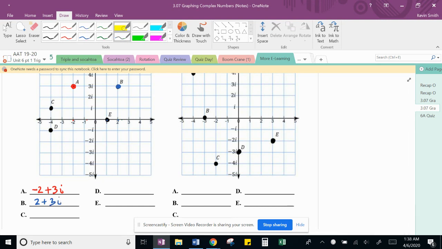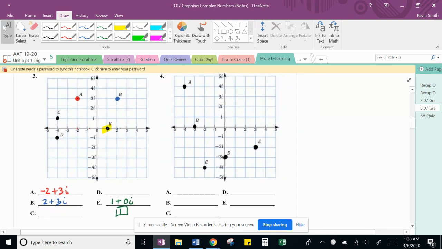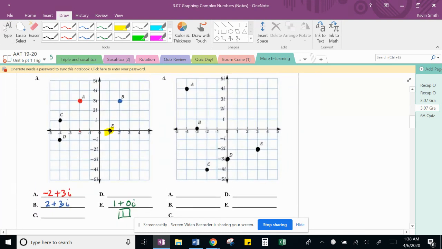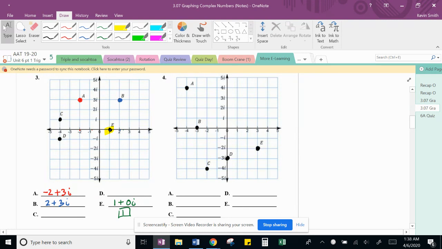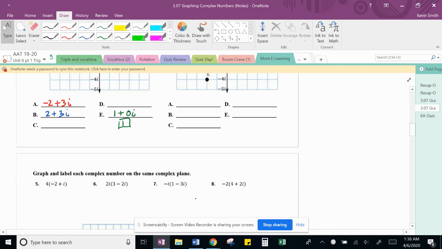And the last one we'll do is E. So let's say this is going 1 in the real. And how many is it going in the imaginary? Well, 0i, right? Or you could just write 1. So I will let you finish those and finish number 4. Make sure to pause the video here. You can check the answer key on the slide to make sure you're getting the right answers.